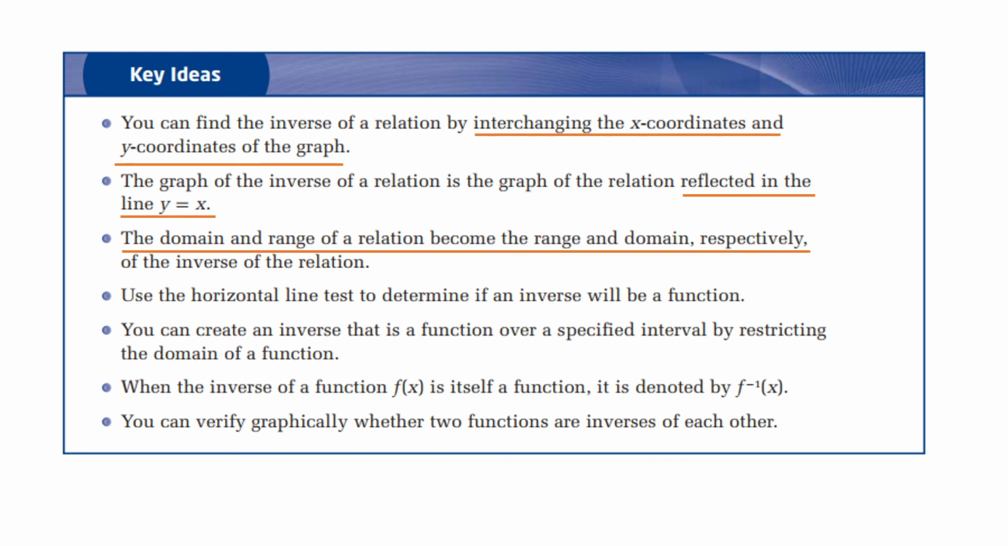In summary, we can find the inverse of a relation by interchanging the x and y of the graph. The graph of the inverse relation is the graph of the relation reflected in the line y equal to x. And the domain and range of the relation become the range and domain of the inverse. This is very important. Okay, thanks for watching.